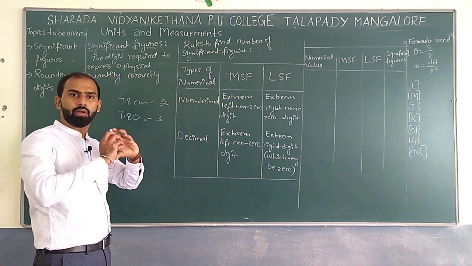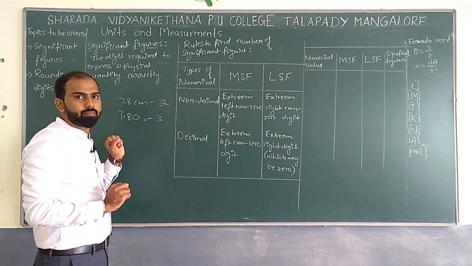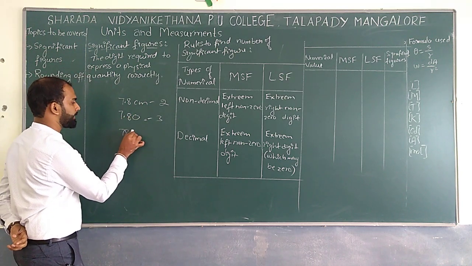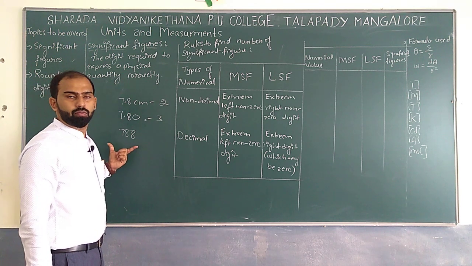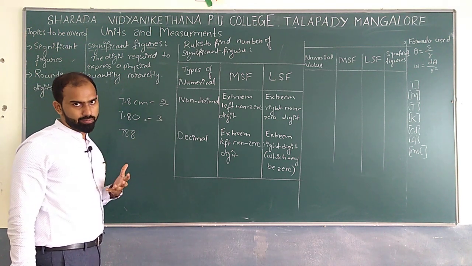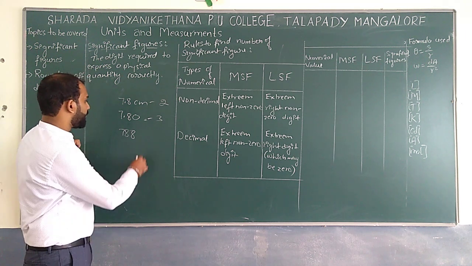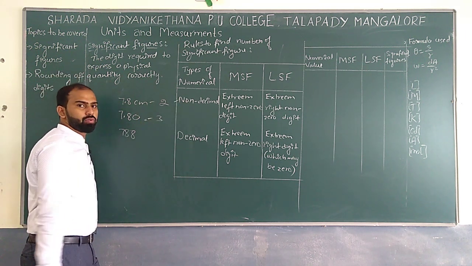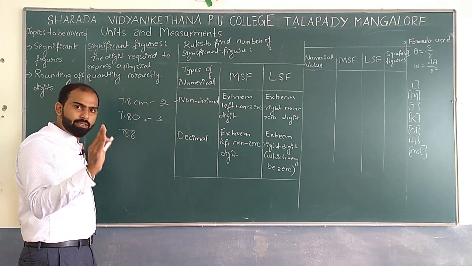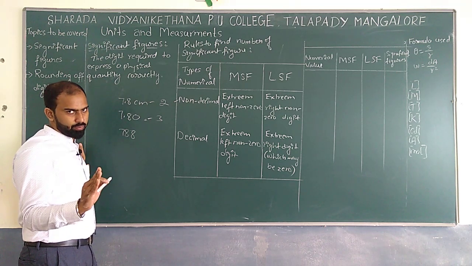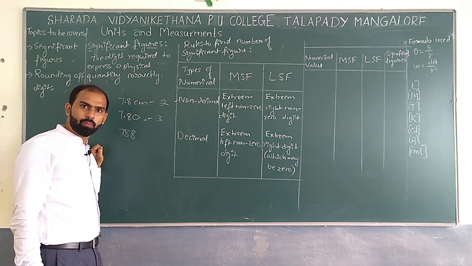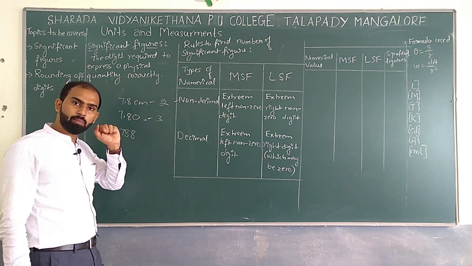For example, one question they may give: 788. Find the significant figure of the given value. How to solve this kind of numerical? First, you have to go with the rules. You have to check whether the given value is a decimal value or a non-decimal value. Whether 788 is a decimal value or non-decimal value. Obviously it is a non-decimal value.